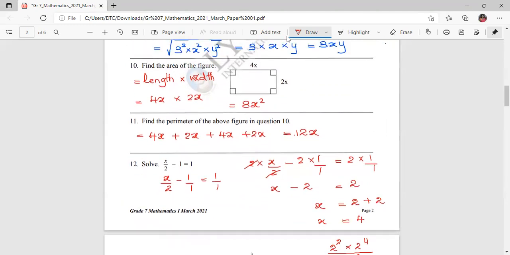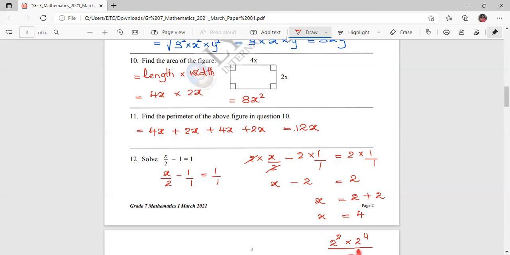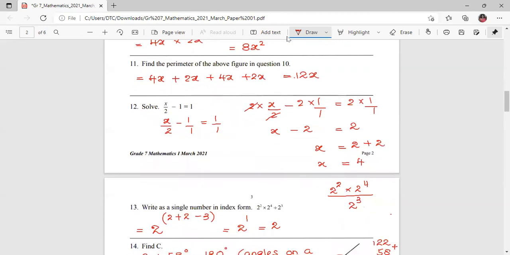And with the same figure, you want to find the perimeter, where you need to add all the straight edges together. That is 4x plus 2x, 4x plus 2x. It gives you 12x. Then the next one. To solve this algebraic equation and to get the value x, there can be different methods. I explain one method, and here I have written the second method.